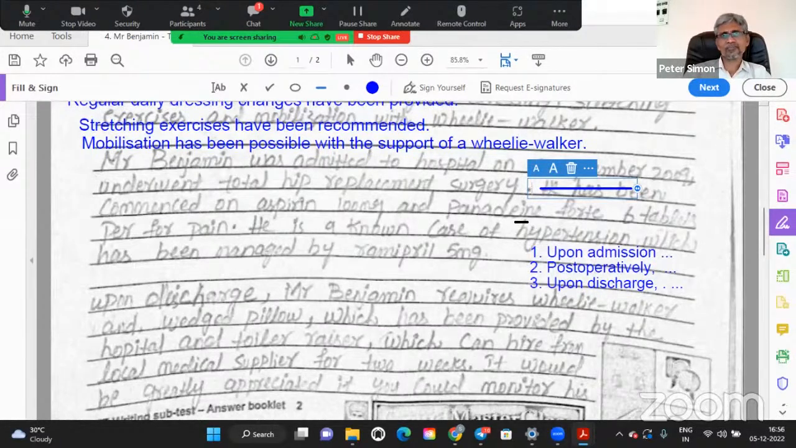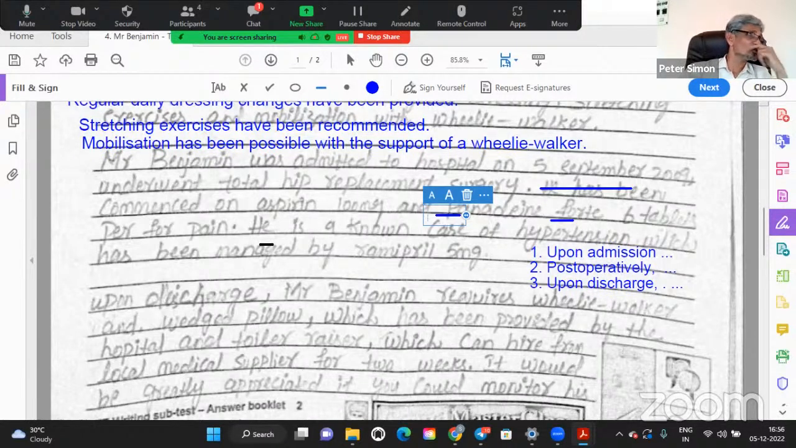Aspirin 100 mg and Panadine 40. Panadine 40, capital letters. P capital letter, 40. Okay. Brand name. Panadine 40. Brand name, capital letter, not small letter. 6 tablets for pain relief. Was commenced, past tense.